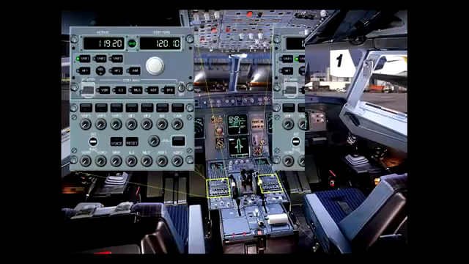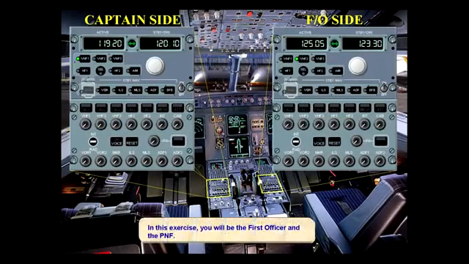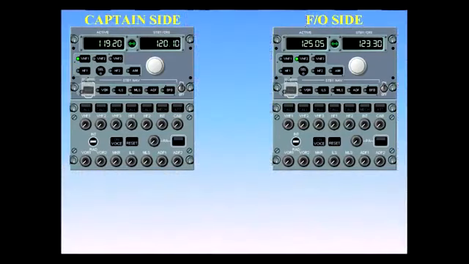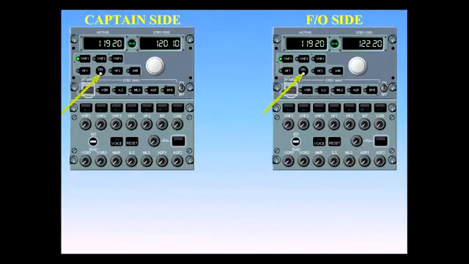In this exercise, you will be the first officer and the pilot not flying. In order to communicate with ATC, you will tune the VHF-1 radio. You can easily do so by selecting VHF-1 on RMP2. Select VHF-1 on RMP2. The select light illuminates on both RMPs: on RMP1 to indicate that VHF-1 is selected on another RMP, and on RMP2 because VHF-1 is not its dedicated radio.